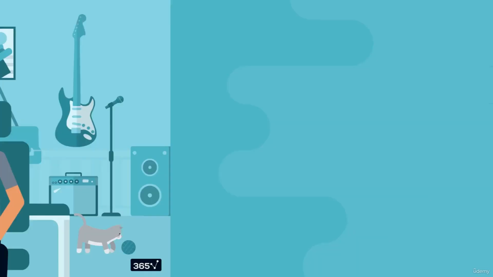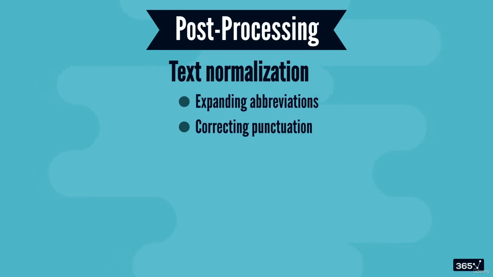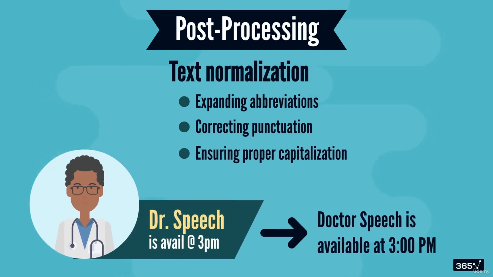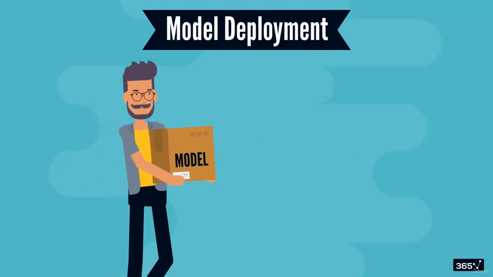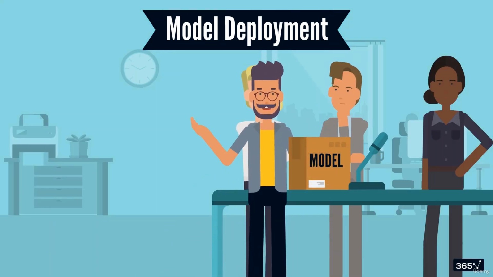Great! What else? The post-processing phase. Typically, text normalization is performed to convert the recognized text into a more readable form, such as expanding abbreviations, correcting punctuation, and ensuring proper capitalization. These enhancements ensure the final output is accurate, clear, and easy to understand for end users. The model deployment phase involves putting the trained speech recognition model into a real-world setting where people can use it.